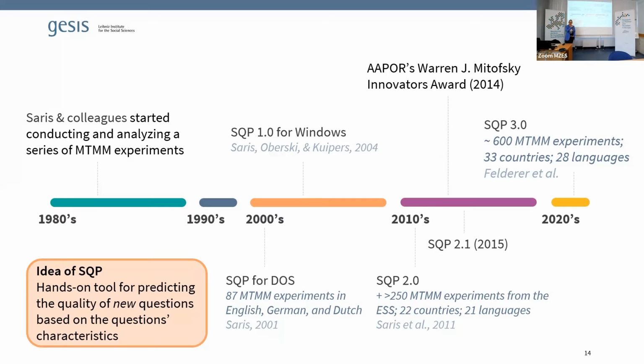And what we did is we took more of these MTMM experiments that were conducted in the ESS, so now it was more than 600, and we reanalyzed all of them and came up with a random forest machine learning prediction algorithm to now be able to predict the quality of survey items in 28 languages and 33 countries. And this is what is implemented in the SQP 3.0 version, which I'm going to show you in a bit.